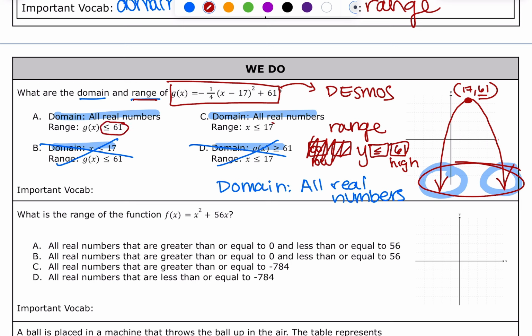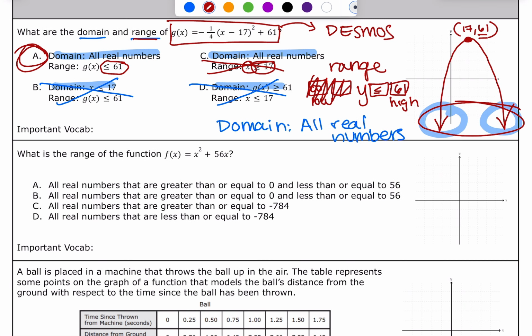Now I'm going to look at my A and B. So less than 61, less than 17. And this also has X, so I know that can't be my answer. So A has to be my answer. So let's try it one more time.